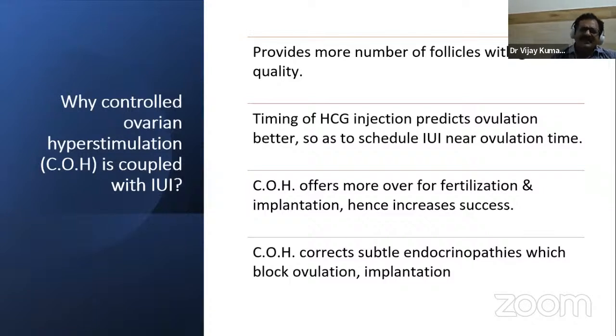It also corrects the subtle endocrinopathies which block ovulation or implantation. As I said before, it could be a defective luteal phase or an improper endometrium. These are some of the reasons why there could be subfertility. So, in a woman, although ovulation is happening, because of either a corpus luteal defect or a defective endometrium, she may not be able to conceive. So in ovulation induction, these kinds of subtle endocrinopathies will be corrected, thereby increasing the chances of conception.